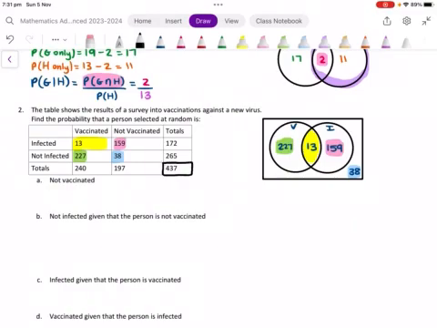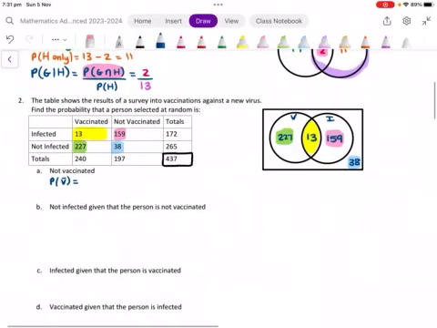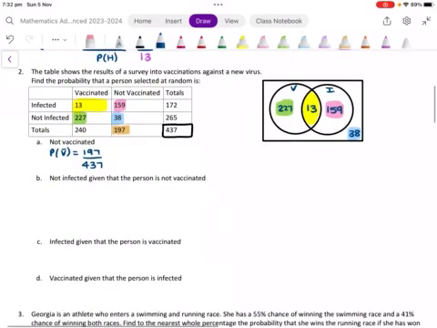Okay, so to find the probability that they're not vaccinated, so probability of not vaccinated is going to be this total of not vaccinated, which is 197, over the total number of people in the survey, which is 437. We just want to check on our calculator whether we can simplify that, and we cannot.